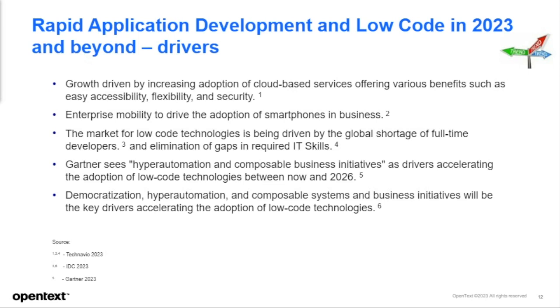Gartner calls this hyperautomation or composable business initiatives as the drivers accelerating the adoption of low-code technologies between now and 2026. Composable is simply the concept to break down services and processes into microservices or packaged business capabilities and putting together these new offerings by merging them as building blocks.